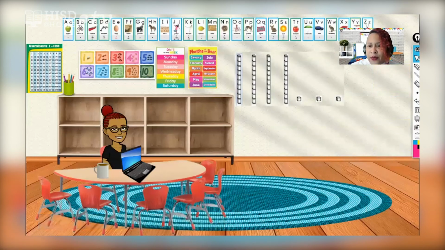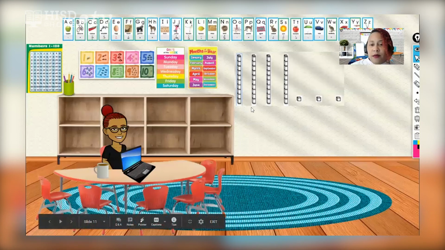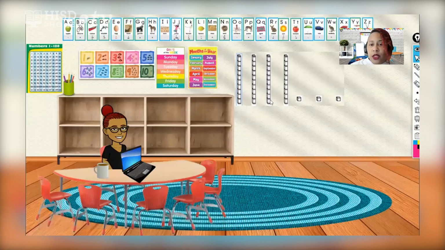Look at this number. Can you tell what number this is? Let's count it together. 10, 20, 30, 40, 41, 42, 43. Can you show me a number that is equal to 43? Show me on your paper a number that is equal to 43 or greater than 43.